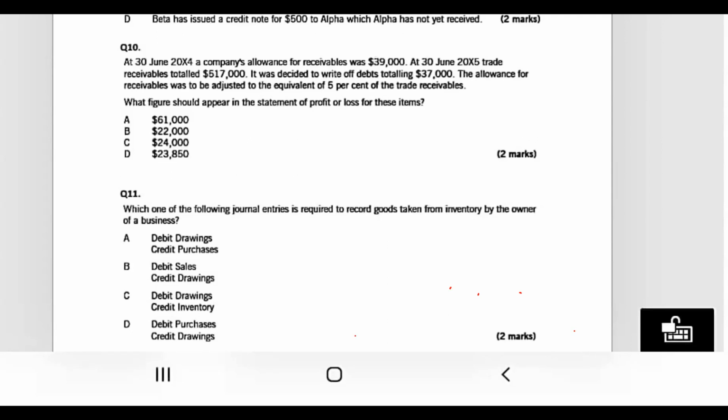Oh, okay. So basically, what is happening is that when you draw things out of the business, you debit the drawings account, then you credit the purchases account. As simple as that. Those are the journal entries that you make. Hope that is clear. That's my submission. The answer is A. Clear? Yes. That's my submission.